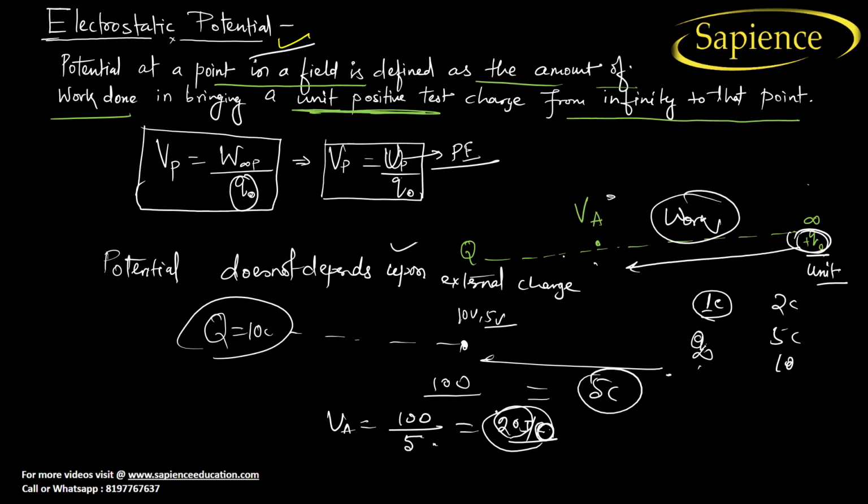So I hope you have understood now. Potential always considers a unit positive charge. So you will consider per coulomb only, right? Per coulomb only.